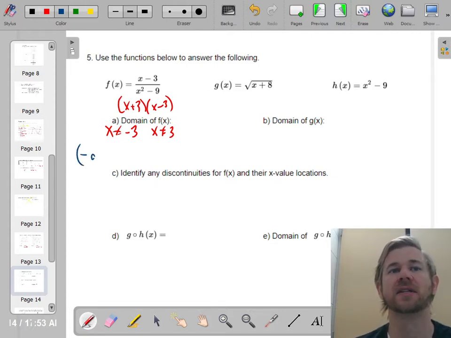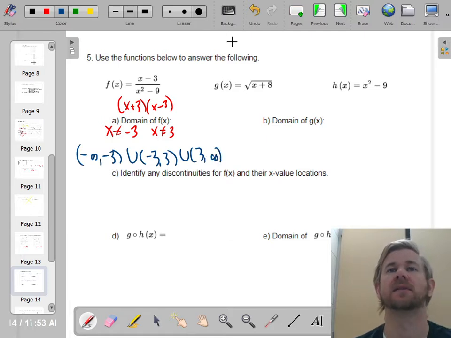So in interval notation, that's negative infinity to negative 3. Pick up your pencil. Negative 3 to positive 3, pick up your pencil. And then 3 to infinity. That's not the best infinity sign. Let's make it better. That's all right.